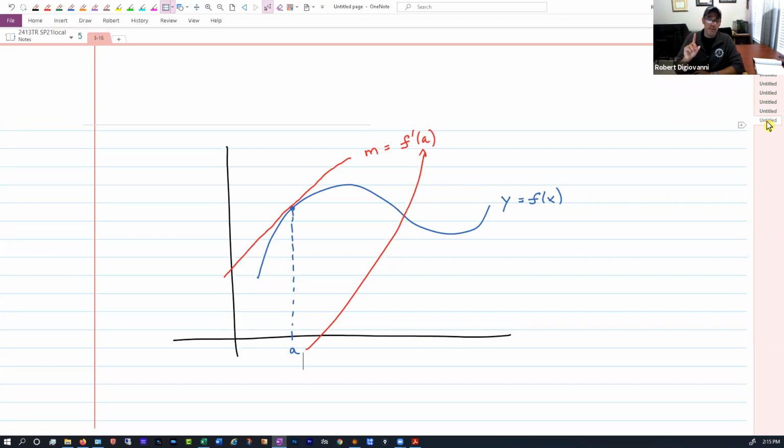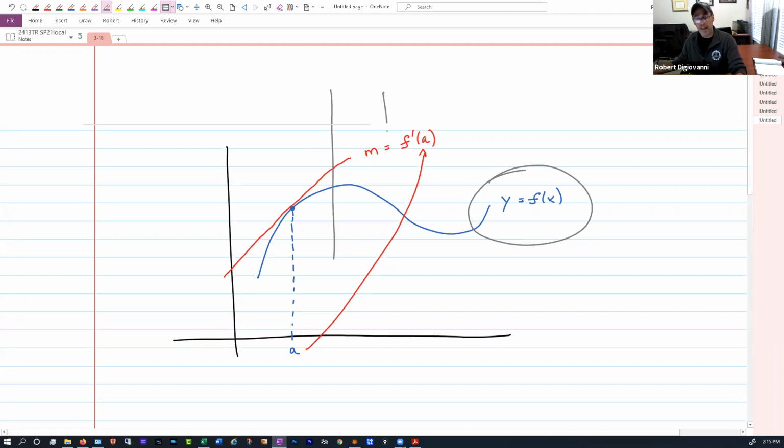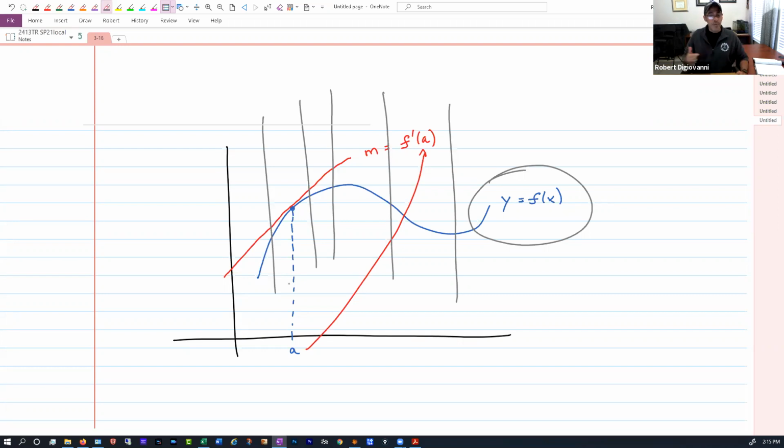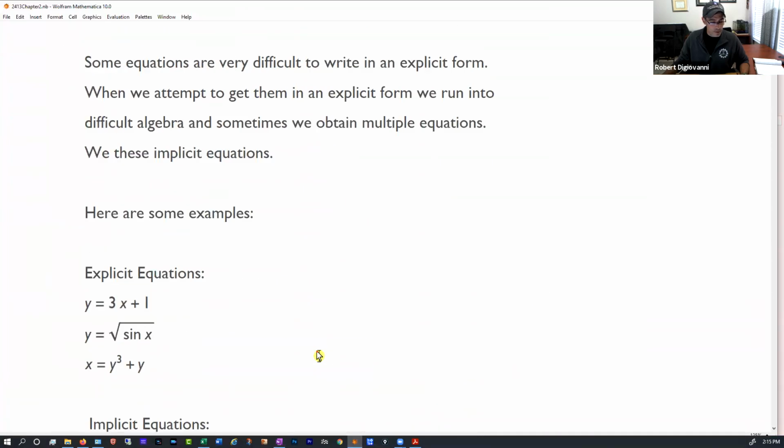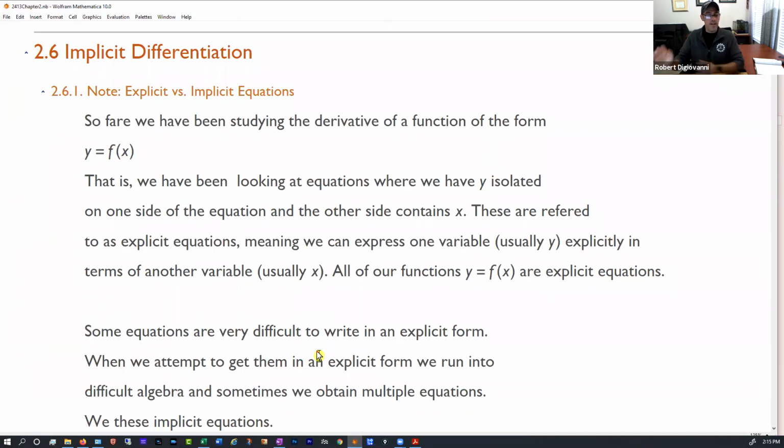But we're still limited in the sense that to do this, we must be looking at a function of x. Meaning that whatever we're looking at, it must pass the vertical line test. So it must be a function. If we have something that is not a function, we do not have a way of finding the slope of the tangent line. And that's what the next section is about. So we are now going to be interested in this thing called implicit differentiation.